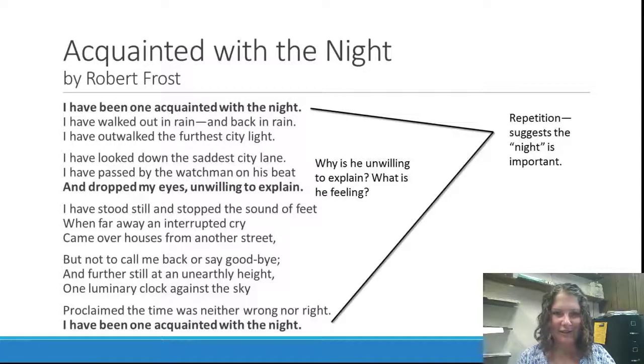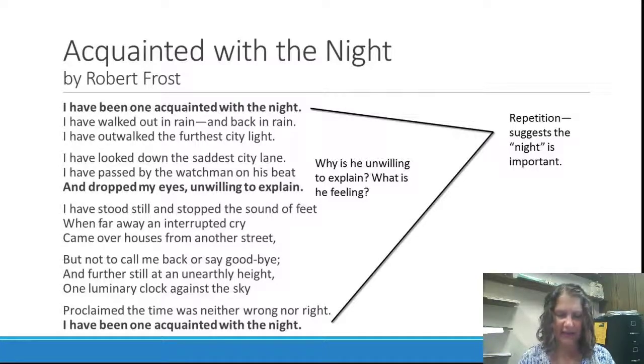So if you look at my notes here, just to summarize, I've noticed that there's a repetition of the single line, "I have been one acquainted with the night," at the beginning and the end. And that repetition suggests that night is important. And then also, I'm stuck wondering, what does it mean to be acquainted with the night? What does he mean by that? And I'm also wondering, what is he unwilling to explain to the night watchman? What is he feeling or experiencing that he doesn't want to explain, or maybe that he can't explain? So these are the two things that I immediately notice on my first read through.